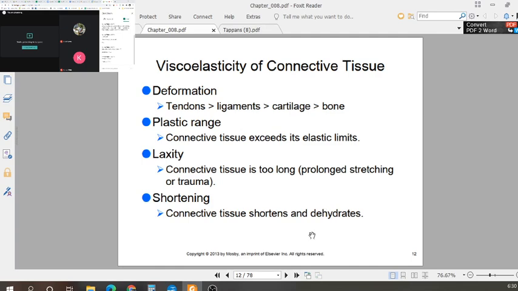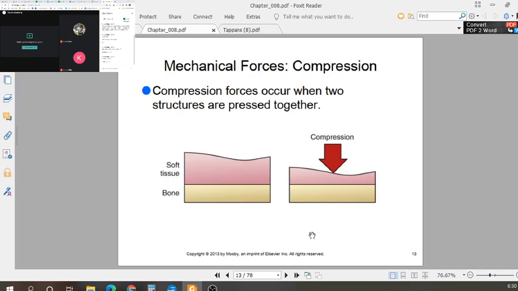Those are not super key points. These are just nice to know information. Okay, next we'll talk about mechanical forces. We have compression, tension, bending, shear, and torsion.